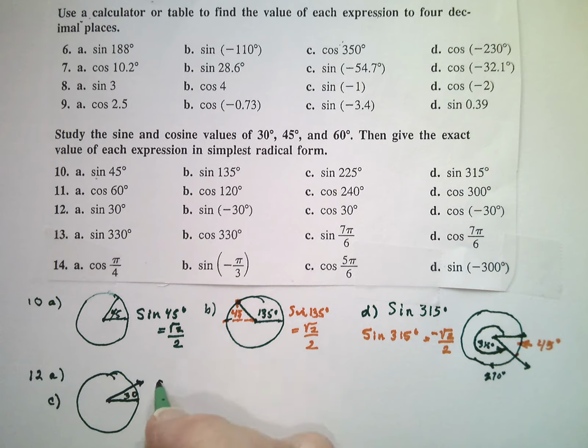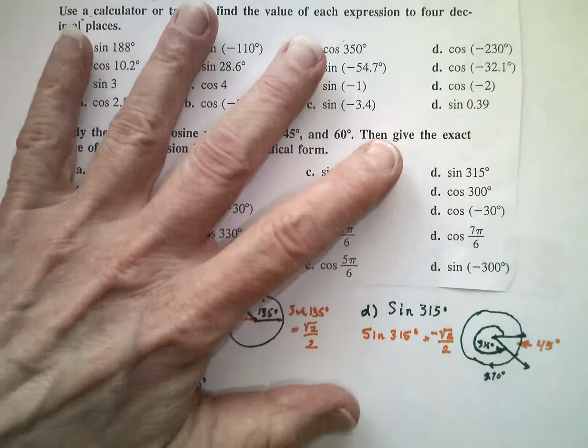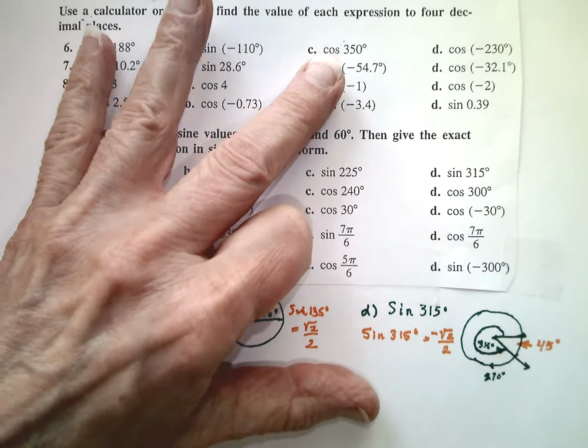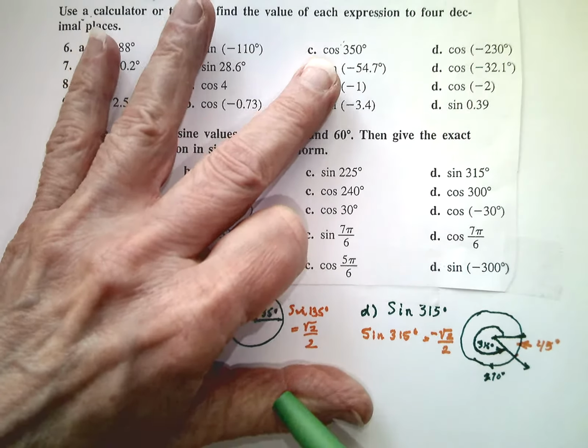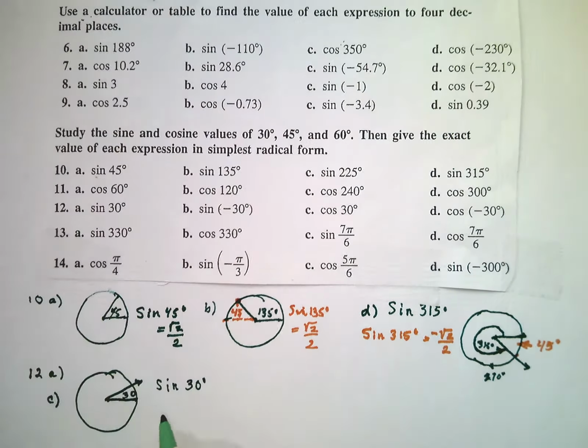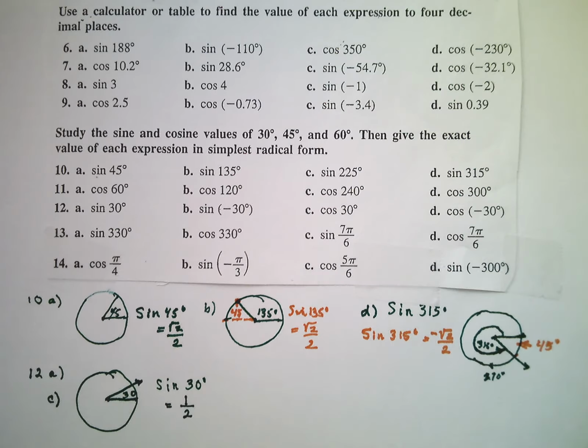And the sine value of 30 degrees, it is its own reference angle right there. So the sine value for 30 degrees is going to be the square root of 1 divided by 2. So the sine value for 30 degrees is 1/2. One of the easiest ones for most people to remember.